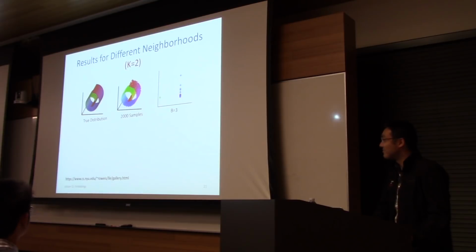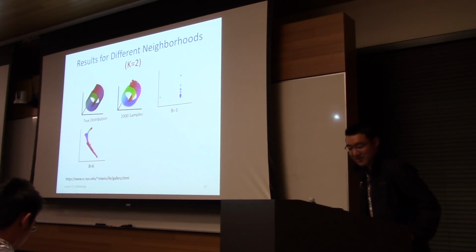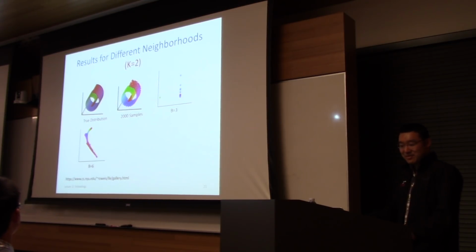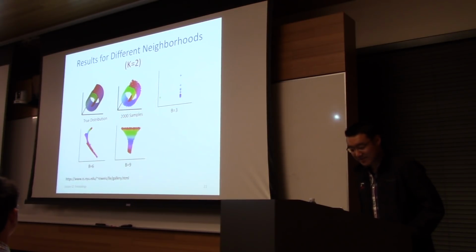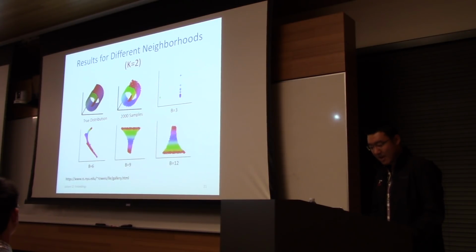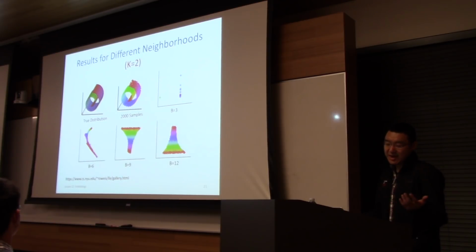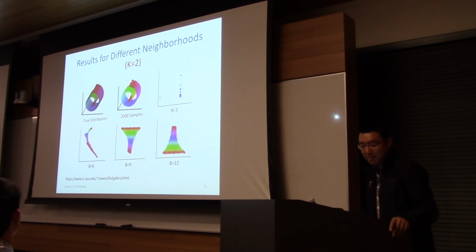Not the best. B equals 6, kind of interesting. B equals 9. And B equals 12. So at B equals 9, it's sort of converged, and at B equals 12, more or less the same solution.